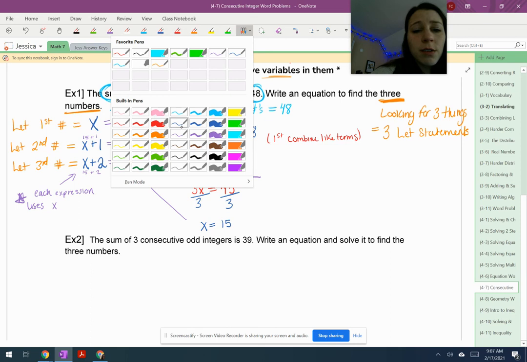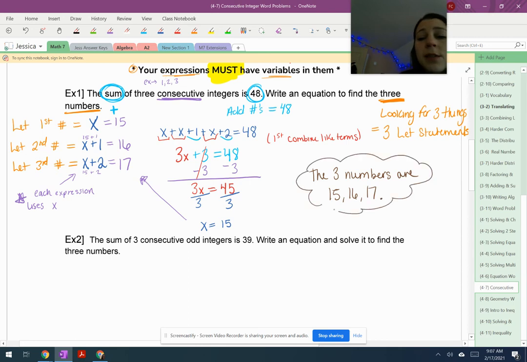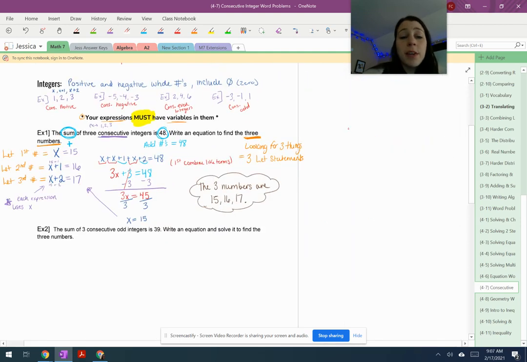Let's go, the three numbers are 15, 16, and 17. And that makes sense because those numbers are consecutive and they are integers, right? They're in a row and they're all whole numbers, not negatives. So there we go. And again, you've got those requirements. We have our let statement, we have an answer sentence, we have the equation, and we have solving.